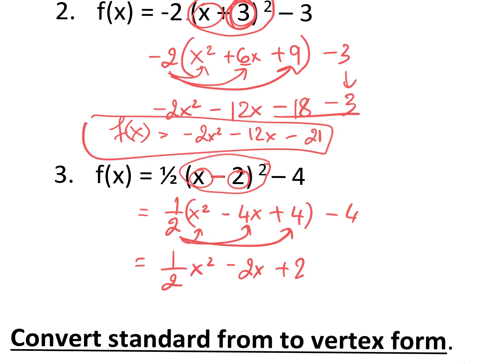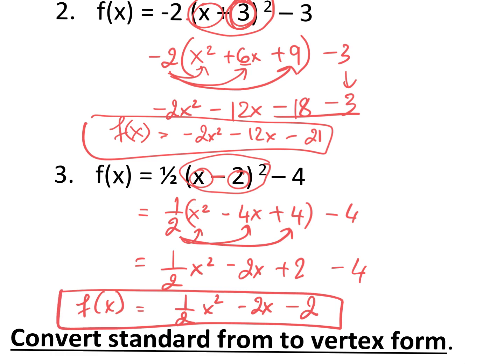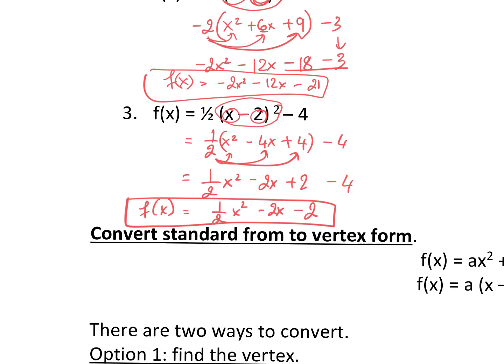Okay, and then drop down the 4. And then this is your standard form: 1/2 x squared minus 2x minus 2. Okay, ax squared plus bx plus c. So that's the standard form.